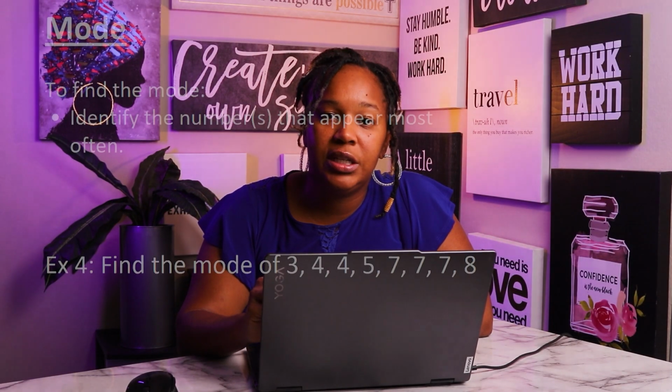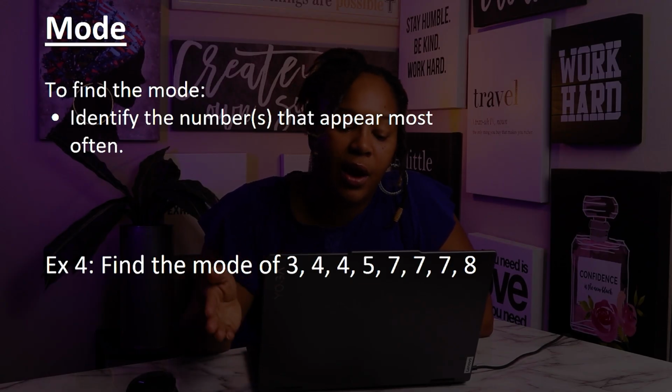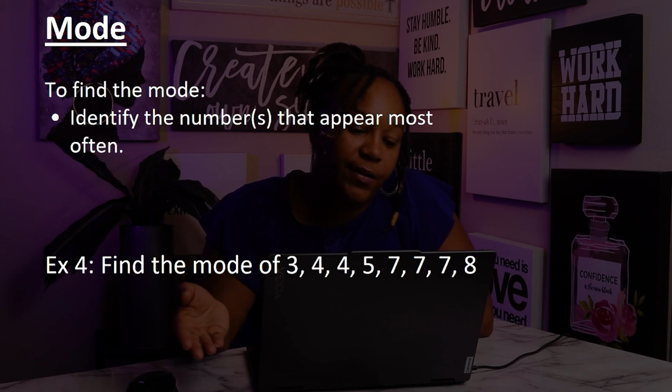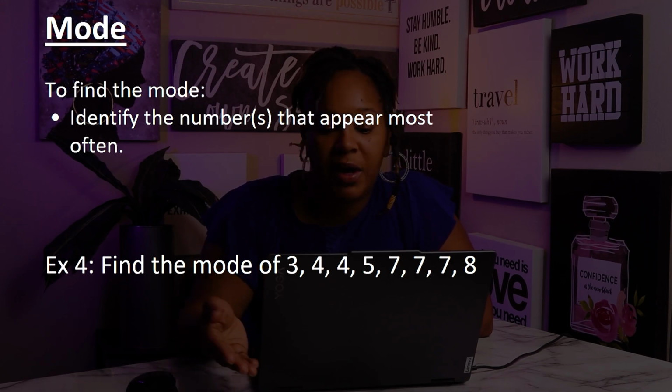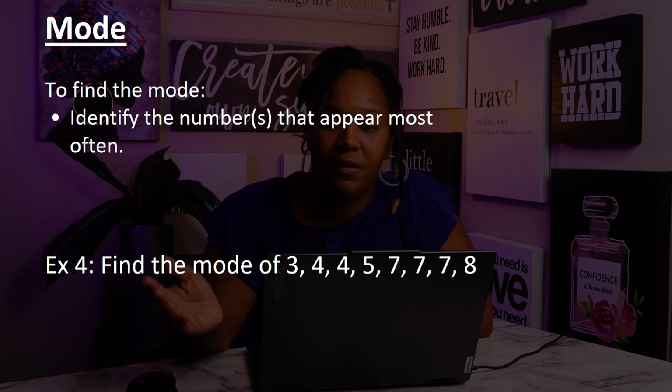Okay, now we're going to look at the last way, or the last measure of central tendency, which is the mode. Mode means most. That means the number that appears the most in that data set. All right, so to find the mode, you just identify the number that appears the most often. And so, for example, 4, we want to find the mode of this data set. It has 3, 4, 4, 5, 7, 7, 7, and 8.